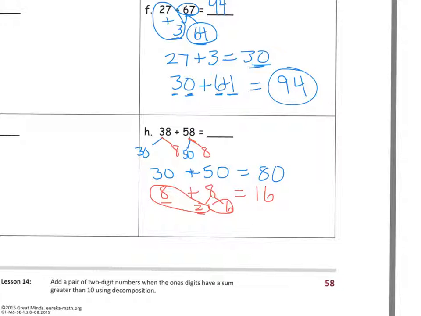Now what I need to do for my final step is add these 2 pieces, or these 2 parts. 6 ones and 0 ones is 6. 8 tens and 1 ten is 9 tens or 90, so 96.